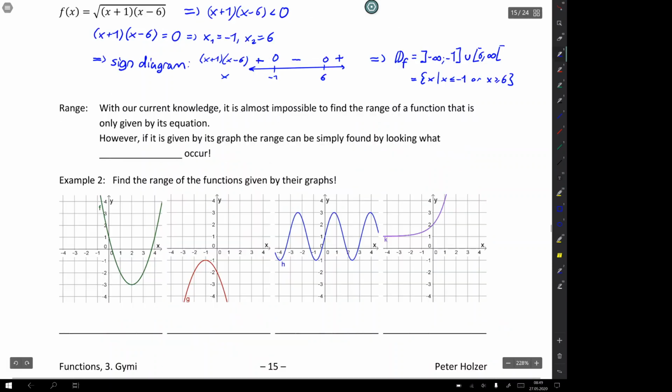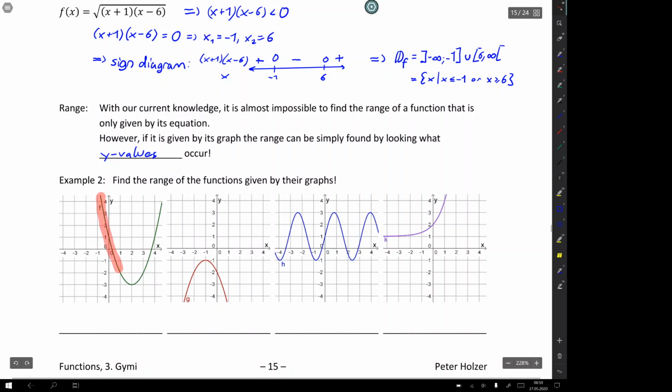Now let us have a look at the range of a function. This means all the possible output values of the function. With our current knowledge, it is virtually impossible, typically, to find the range of a function if it is given by its equation. However, if the function is given by its graph, we can very simply find the range, namely by looking at what y values occur on the graph. Let us look at some examples.